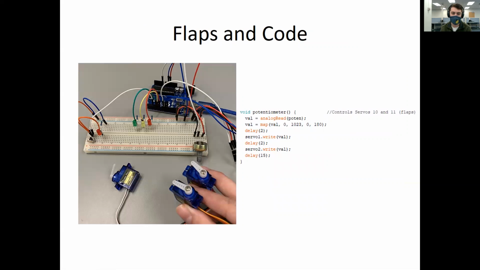So for the flaps, this one was a good bit simpler. It's just 2 servo motors controlled by a potentiometer. Now, these servos are a different model than the one that was used for the landing gear. That little bit of information will come in handy later on.